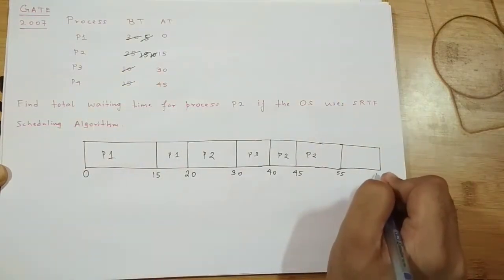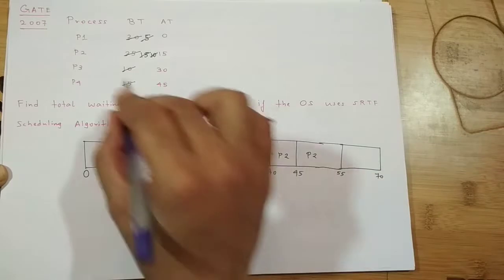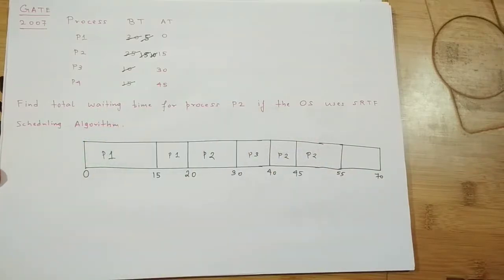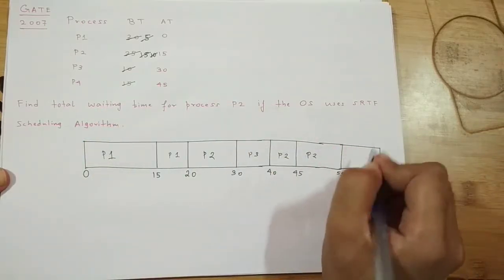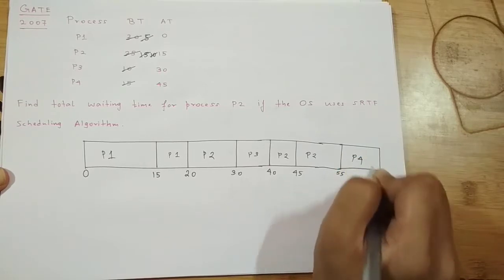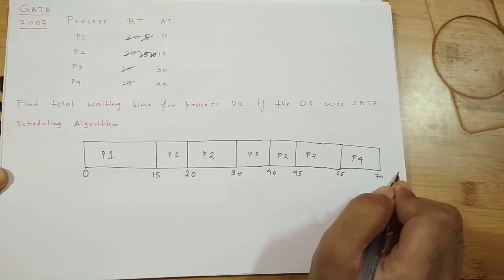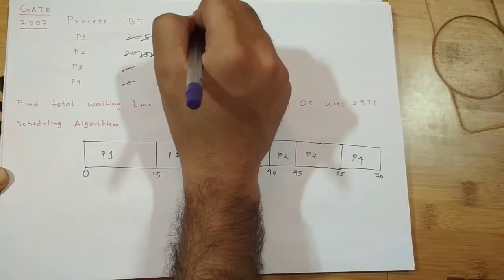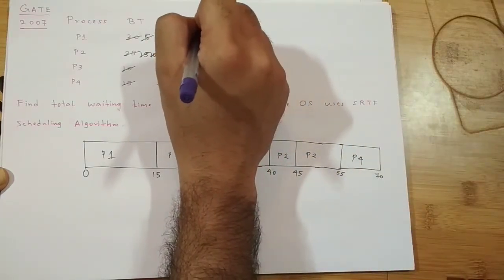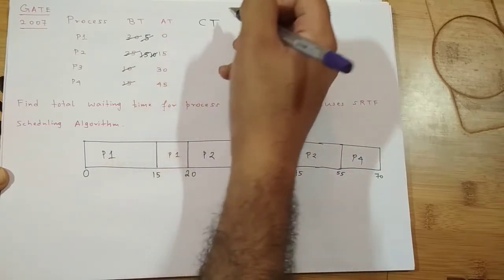So that will give us 70, right? 55 plus 15, it comes to be 70. Yes, it comes to be 70. So this is my process P4, right? Now, in order to find the waiting time, we need to find the completion time and the turnaround time first. So let's just find the completion time of each process.